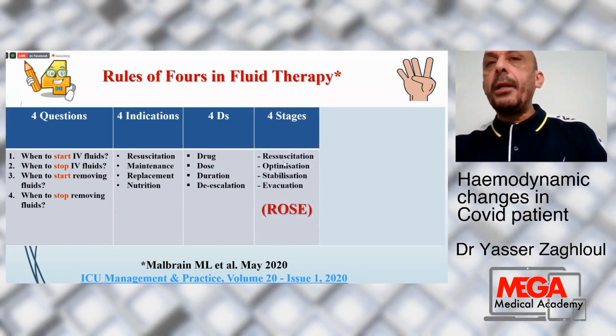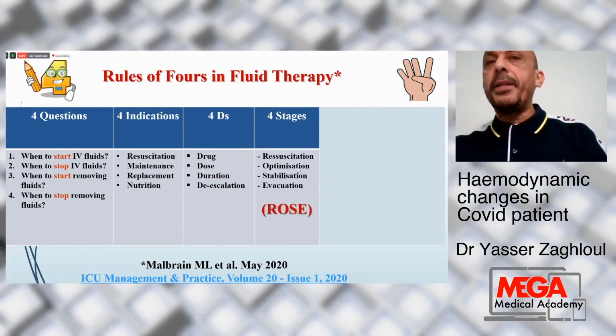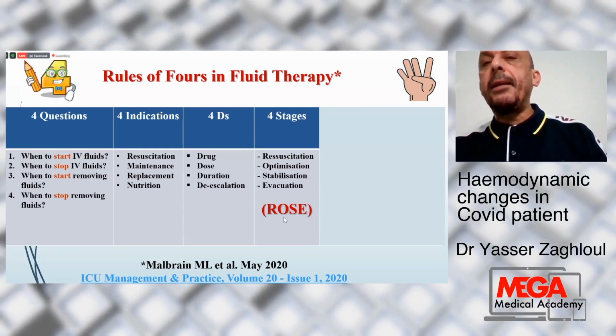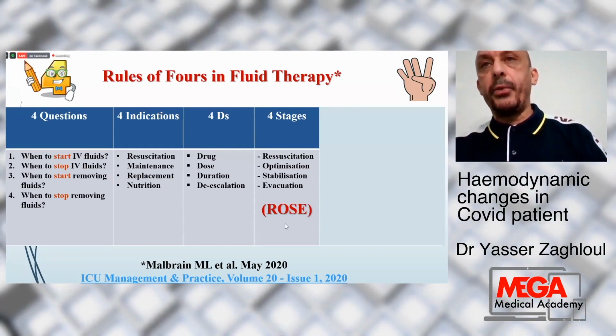4 stages. Patient with shock, usually you start with resuscitation, then optimization, then stabilization, then evacuation, and this is named the ROSE concept or ROSE approach, and we will explain it very soon.